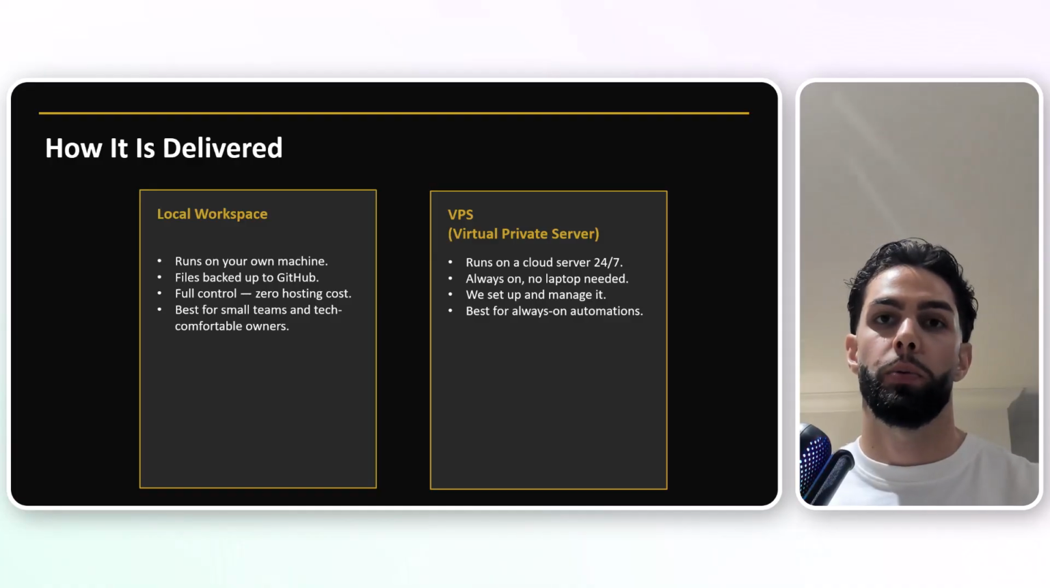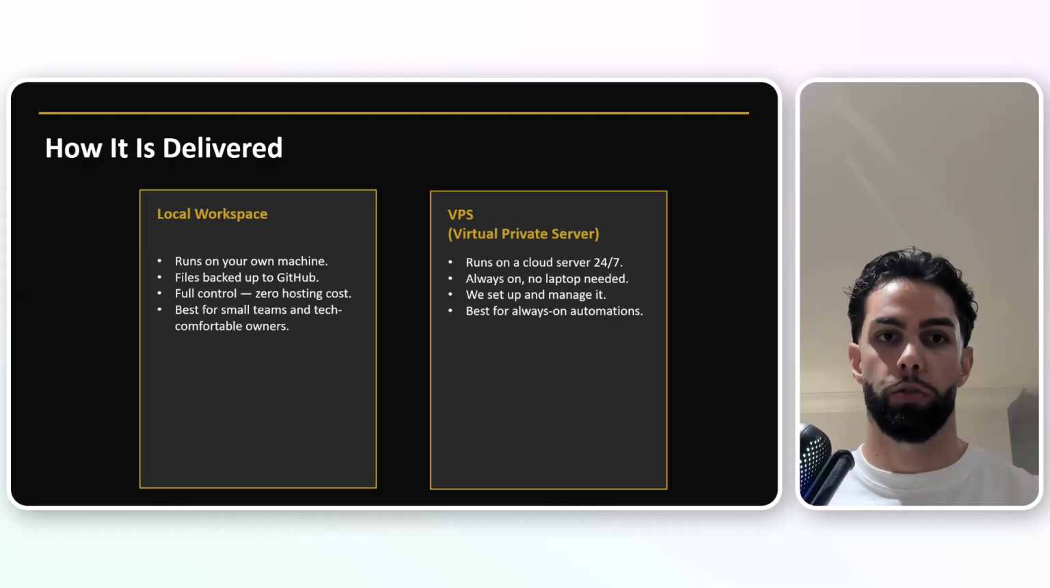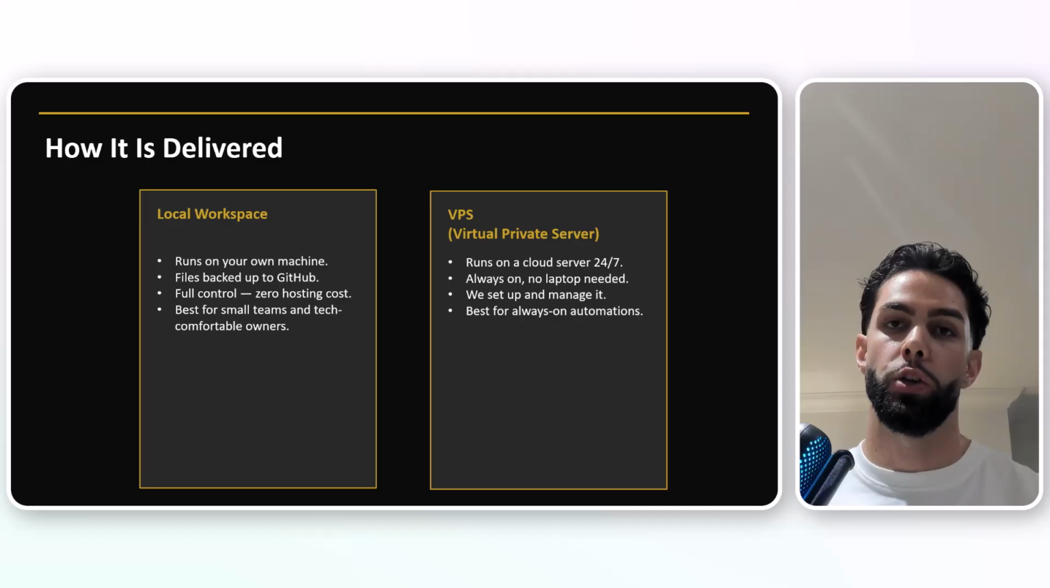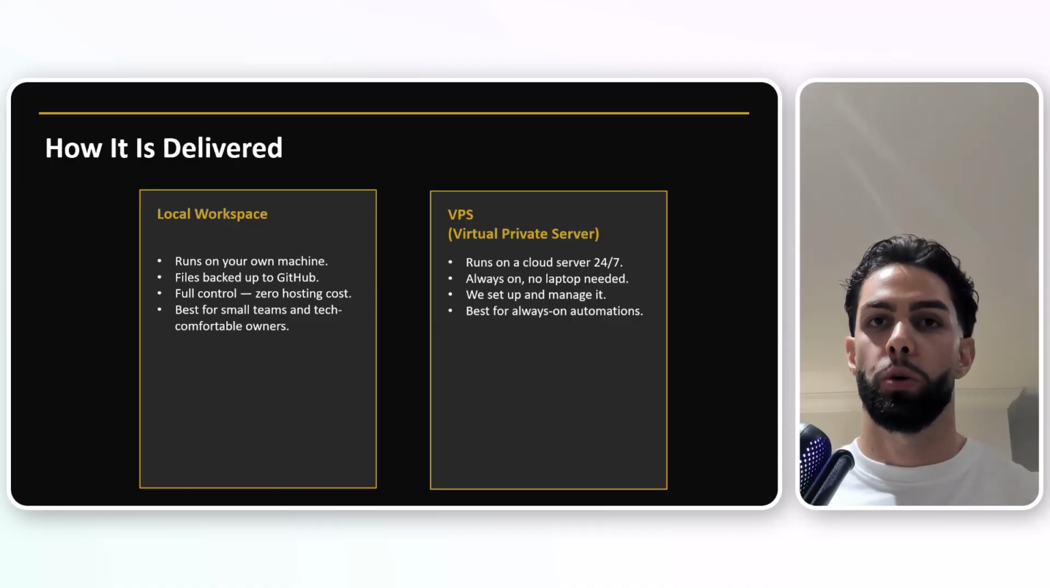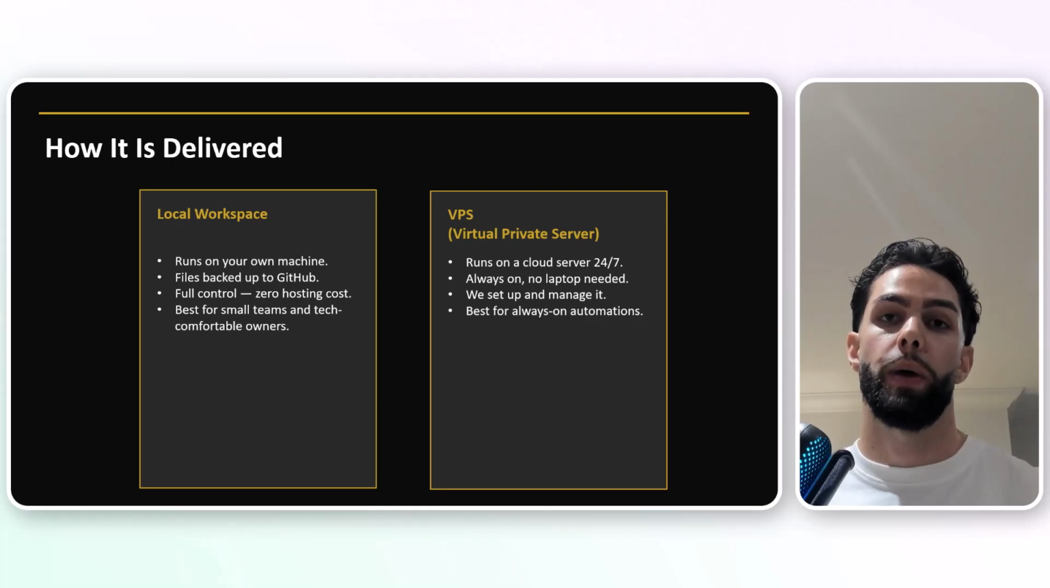Now, I would say setting up on a local workspace is probably where you want to start as a beginner. This is best for if you're delivering for small teams or some tech-comfortable owners. The other option is the VPS, which is where you run this AI operating system on a cloud server. This way, you don't need a laptop that's always running and acts as the server. This is just stored up in the cloud 24/7. Both options work. It just depends how many people want to be using the AI operating system at any given time.